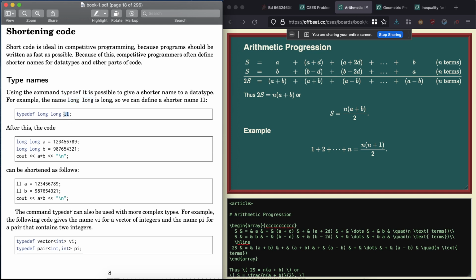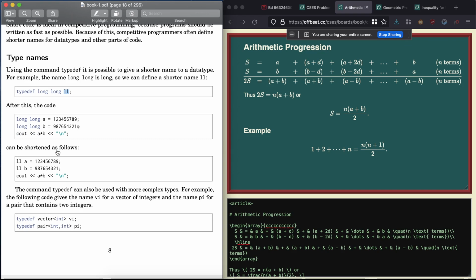What I'm doing as part of our reading and solving sessions, I'm not using these shortcuts, because the point of me writing the code while solving these problems is not to do it under a time constraint, but to write well-readable code. So I don't usually follow these shortcuts, but this could be useful in actual timed contests that happen online. After this, the code long A and long B and so on can be shortened like this.